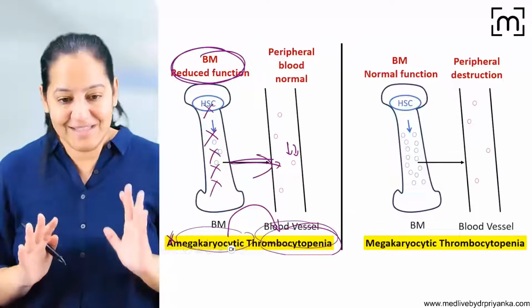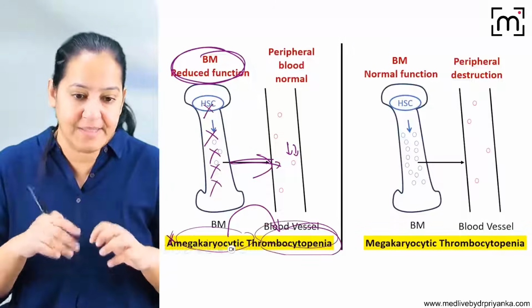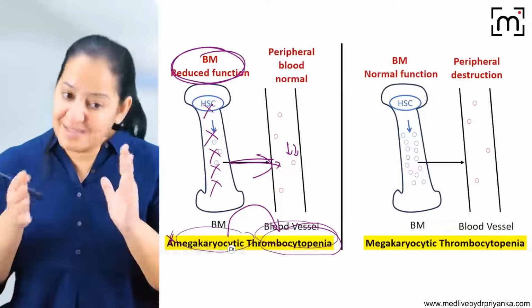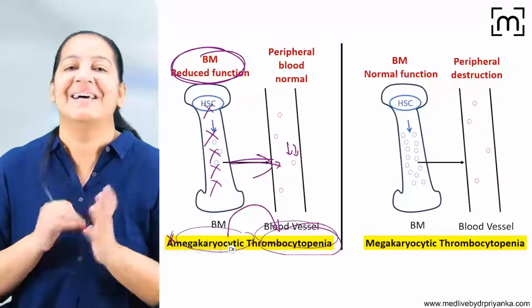This is the first type. Here in the marrow the megakaryocytes are less and in the blood the platelets are less. Since the megakaryocytes are less, that's why platelets are less. So this is the first type.